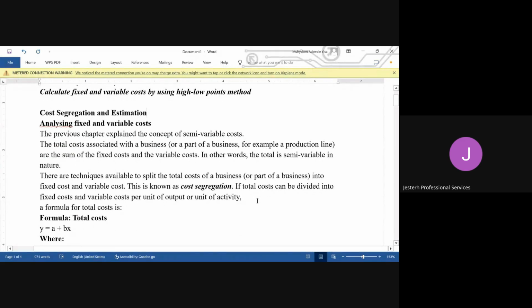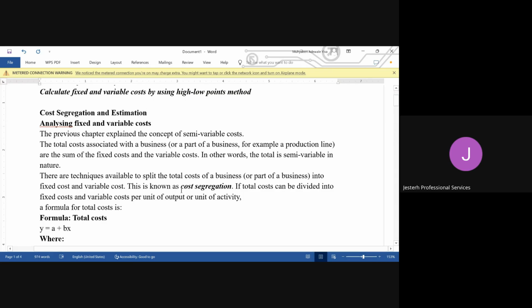The techniques that we use in segregating them is what we know as cost segregation. And then there is a particular formula that we usually use in splitting these two costs. We have a particular formula that we can use to split the semi-variable cost into the variable on its own and then into fixed cost on its own.